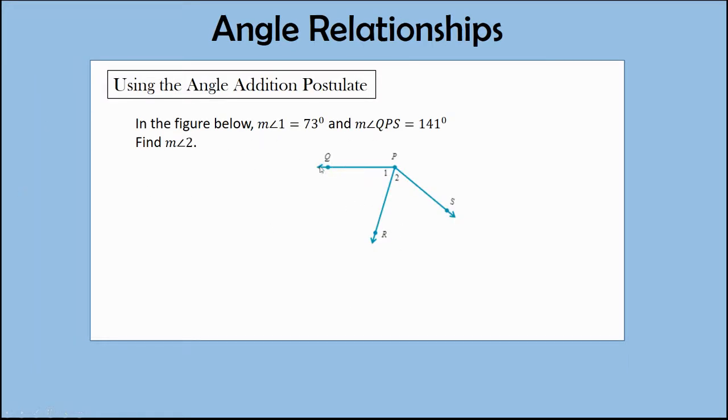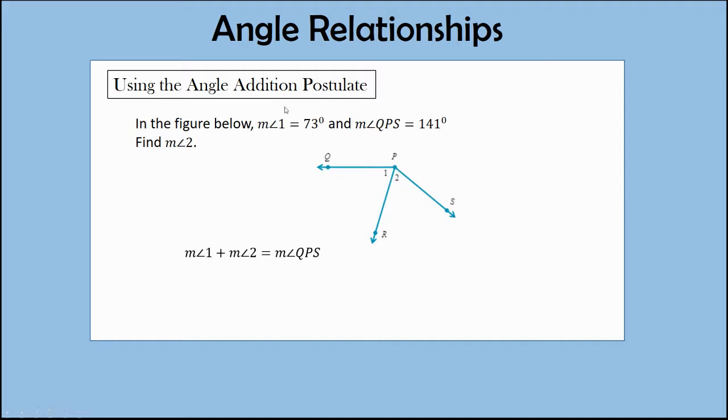So now you can see that the overall angle QPS is nothing special. It's not a 90. It's not a 180. So we're not just going to jump to that conclusion, but they give us enough information. They tell us angle 1 is 73. That's this angle right here. And angle QPS, which is the overall angle, is 141. So we're going to write a simple little equation. We know that angle 1 plus angle 2 equals angle QPS. That's the angle addition postulate. Angle 1 and angle 2 added together equal the overall angle.